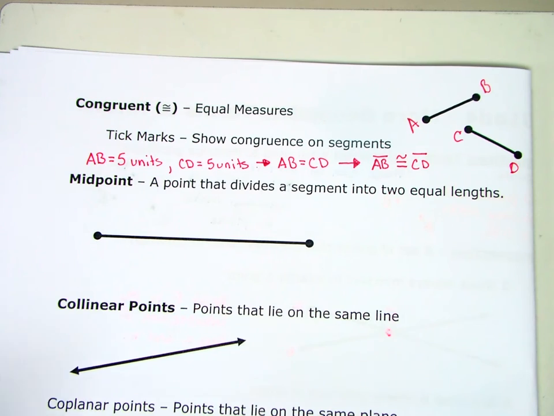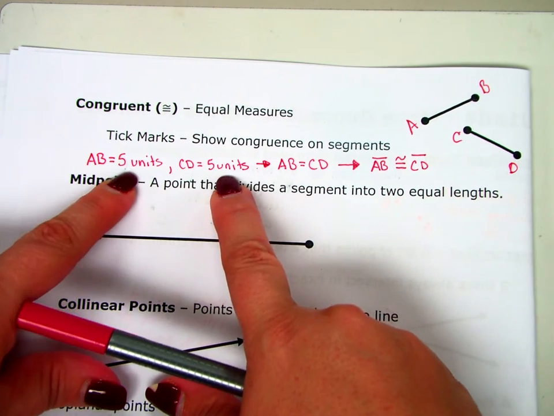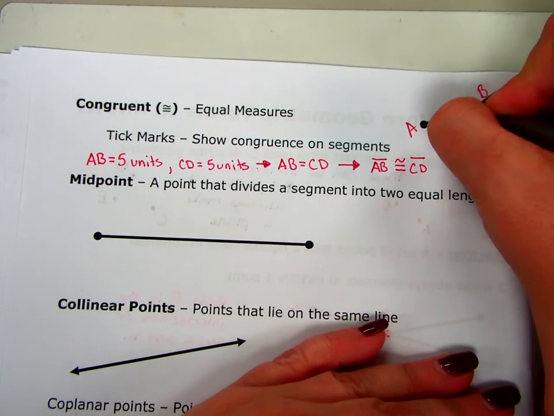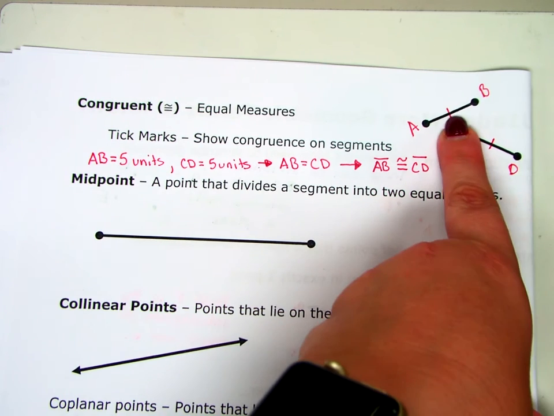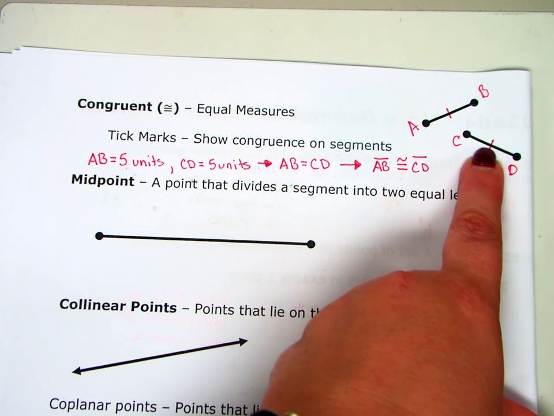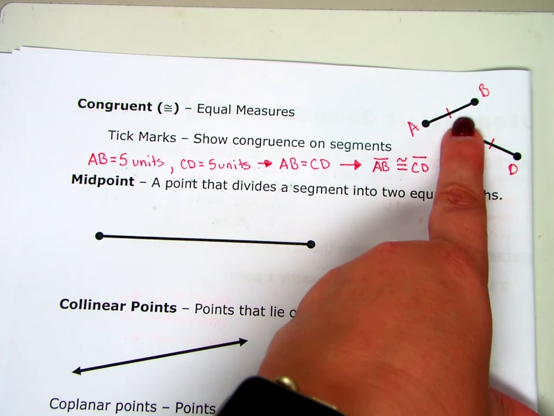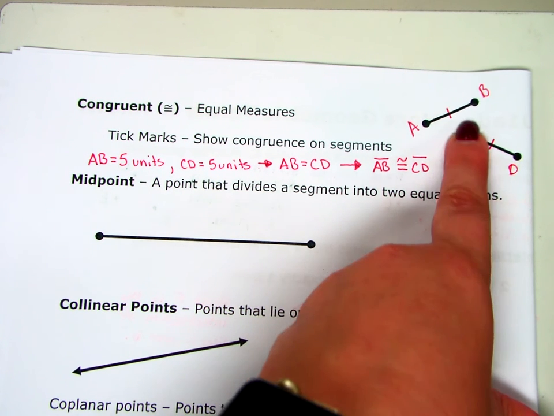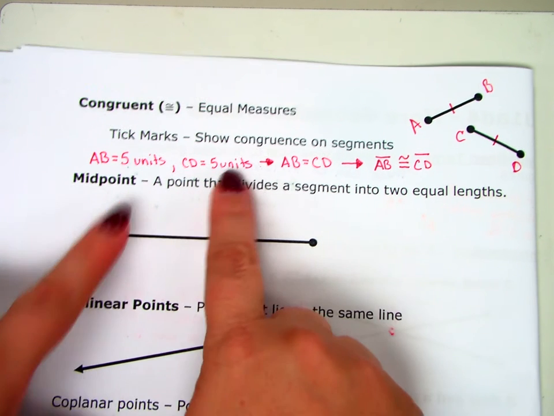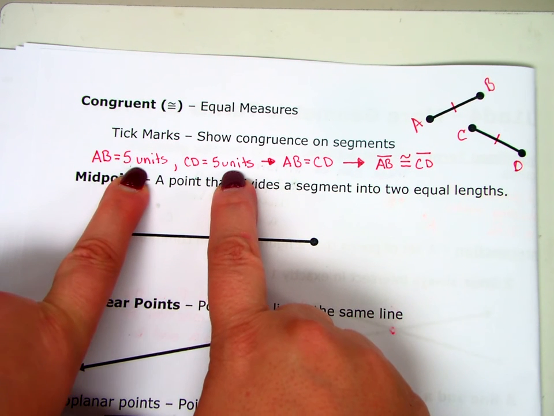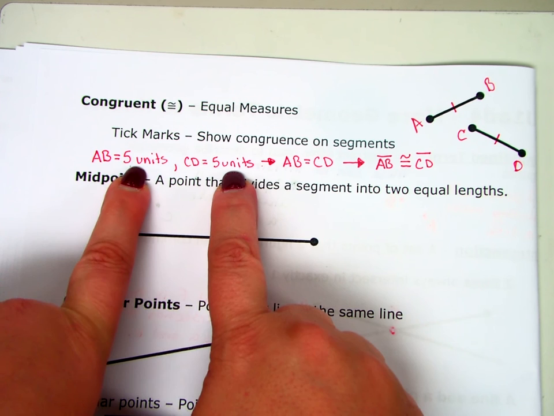Then it also talks about something called tick marks. Tick marks show congruence on segments. So if I measure them and I see that they're both 5 units, I can add these little hash marks, tick marks. Or if I do some sort of algebra, right? If I say this equals 2x and this equals 10, and I'm also given that x equals 5. Well, 2 times 5 is 10, so that means I can prove they're both 10. I can add tick marks. Does that make sense?